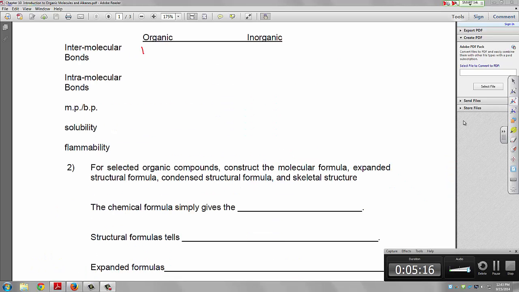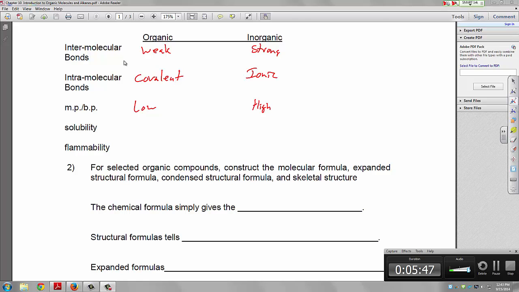So these are weak, these are strong, these are ionic, these are covalent, and because when you boil or melt something you're breaking those weaker interparticle, intermolecular interactions, organic compounds have low boiling points and melting points, whereas inorganic compounds have high boiling points and melting points.